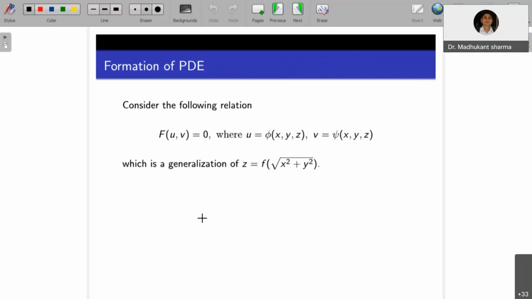Now let's see how to get the PDE for the associated problem. This is another way, which may relate further to a very standard equation known as the Lagrange equation, which is why we are having this derivation here. So consider the following relation, and you want to find the associated partial differential equation, where u is a function of x, y, z, and v is also a function of x, y, z.